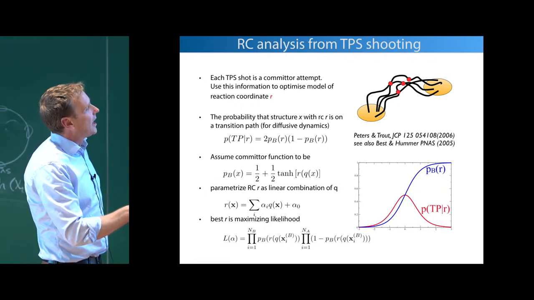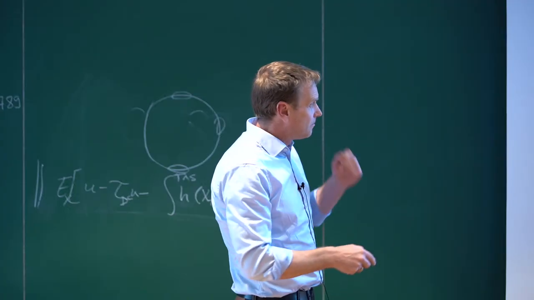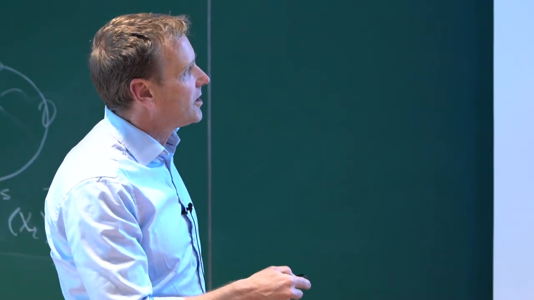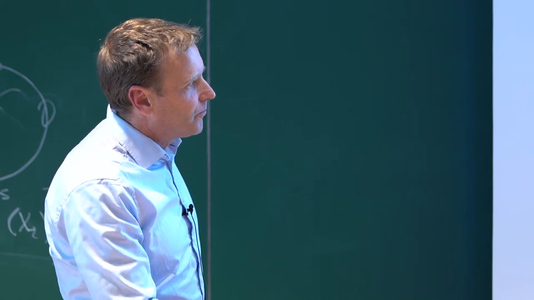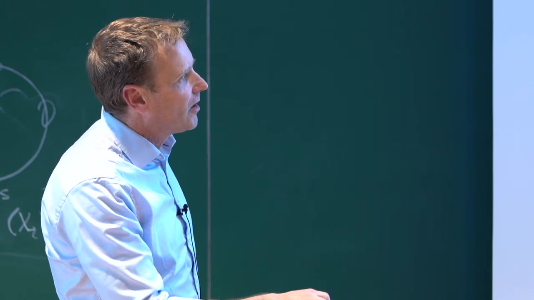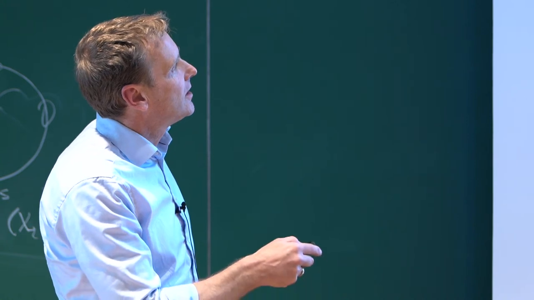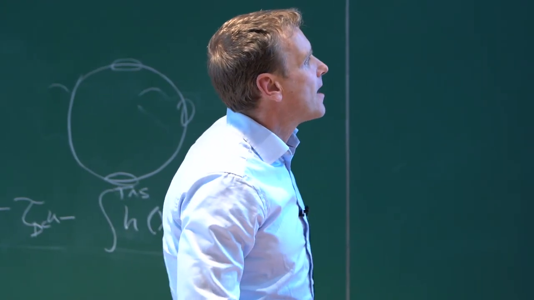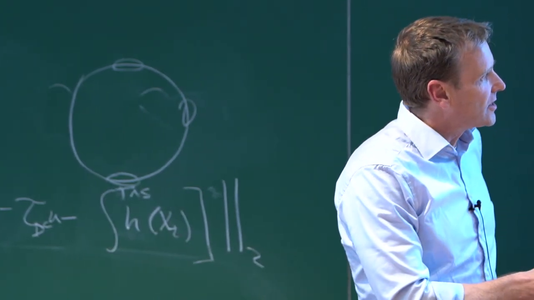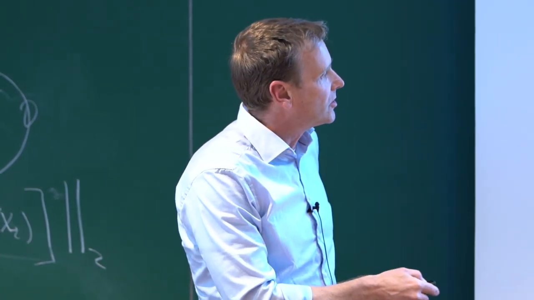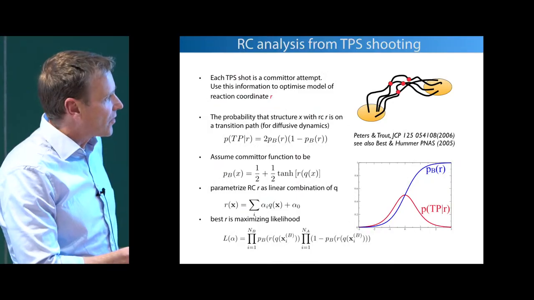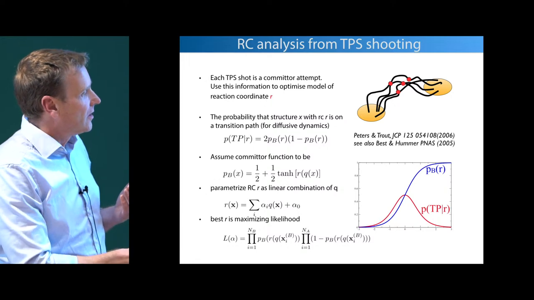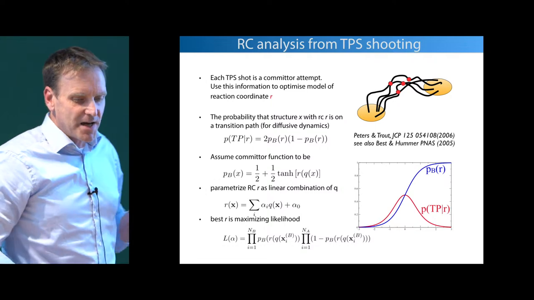Now, if you know this, we can now try to optimize this particular probability with likelihood maximization. We assume first a committer function. This is a model for the function. This is a typical sigmoid. So here you have a reaction coordinate variable, and the sigmoid function for the committer is this blue line here. And by definition, the product of the two committers looks like this red line. And we now parameterize this reaction coordinate as a linear combination. It can also be done non-linearly, but for the moment just linear. And then if we now try to optimize these coefficients by maximizing this likelihood, so that the model can predict the outcome of the TPS as best as possible, then we have a good model.